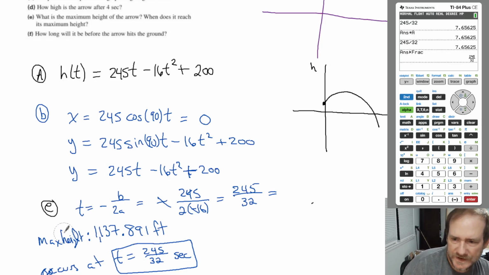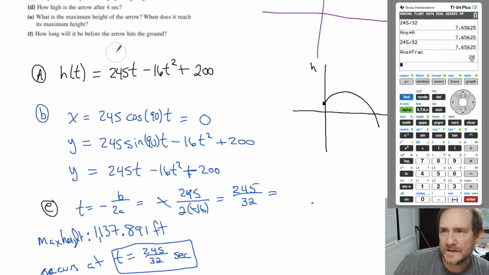So you can see that I don't expect your maximum height to be exact, because your maximum height usually is going to involve a trig expression, and it's going to be gross. Your time is pretty easy to calculate, so I typically do expect you to give that exact when you can. So there. Lastly, it says how long will the arrow be in flight before it hits the ground?